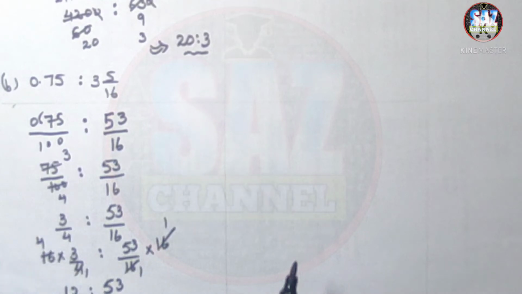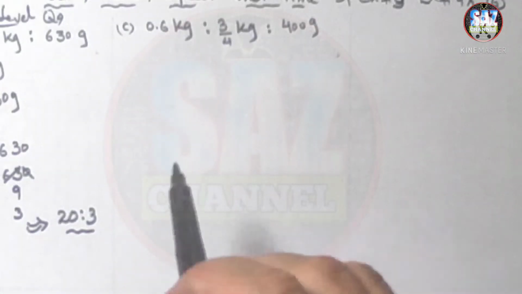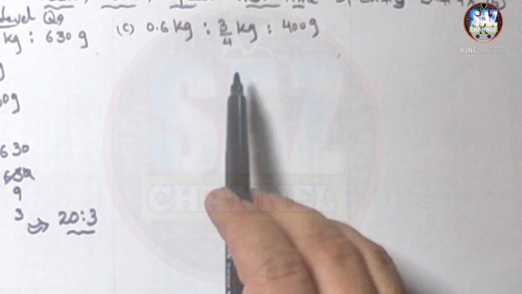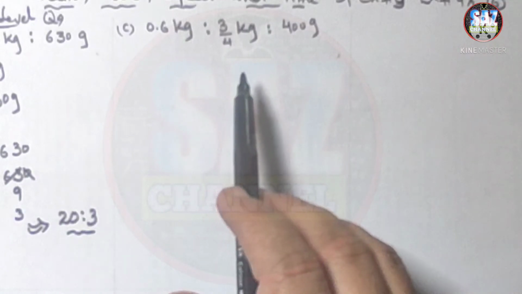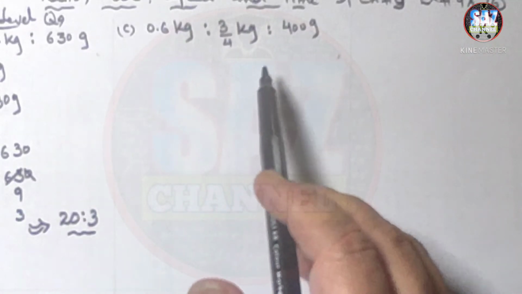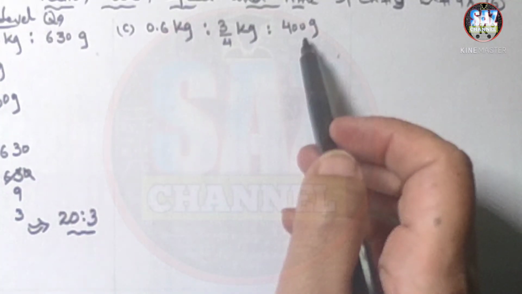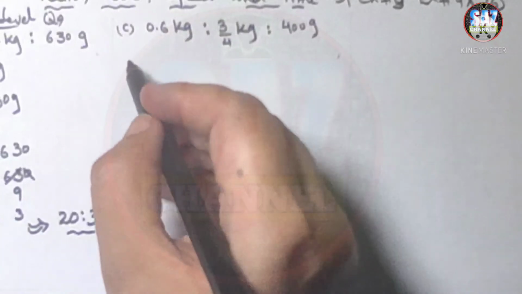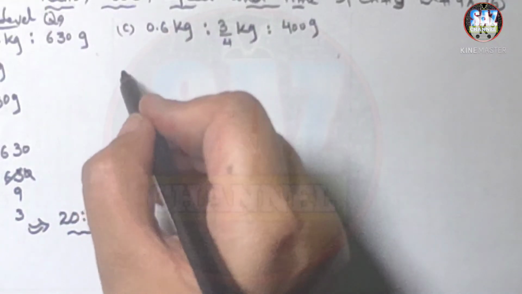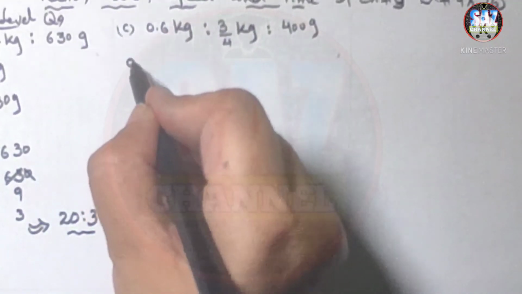And moving to the next part, that is 0.6 kg to 3 by 4 kg to 400 grams. Again, we can see that two of the quantities are in kilograms and one quantity is in grams. So first of all, I will be shifting all of the quantities in the same unit.